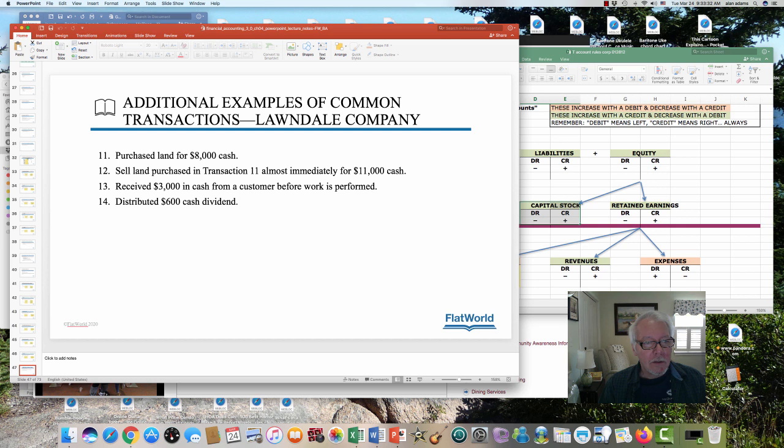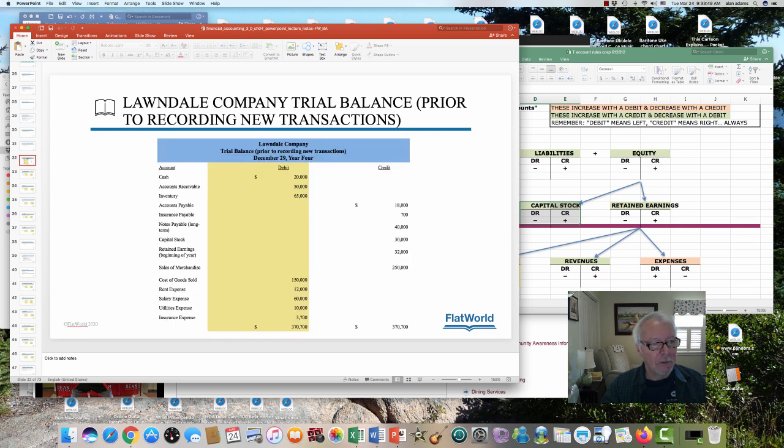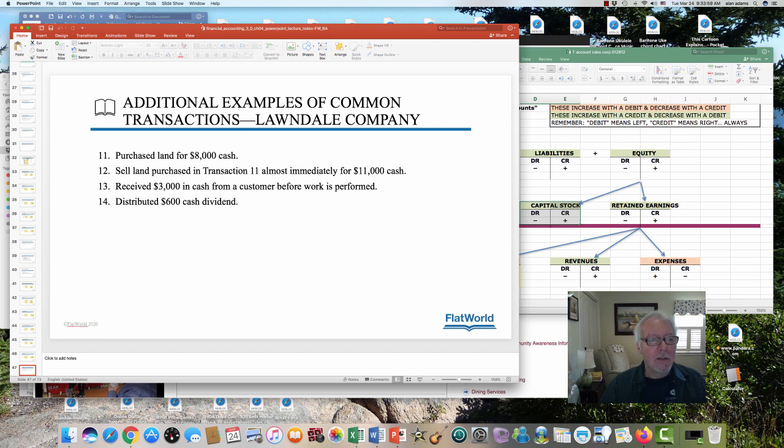Okay. Here are a couple of other transactions. All the ones we looked at were already studied. Now we're adding a few new ones. We're going to buy some land. Then we're almost immediately going to sell that same piece of land. We don't have any land. How do I know that? Look back at our trial balance. If there were land, if we had already bought land, you'd see it as an asset. So right now we don't have any land. Okay. We're going to buy it and we're going to sell it.